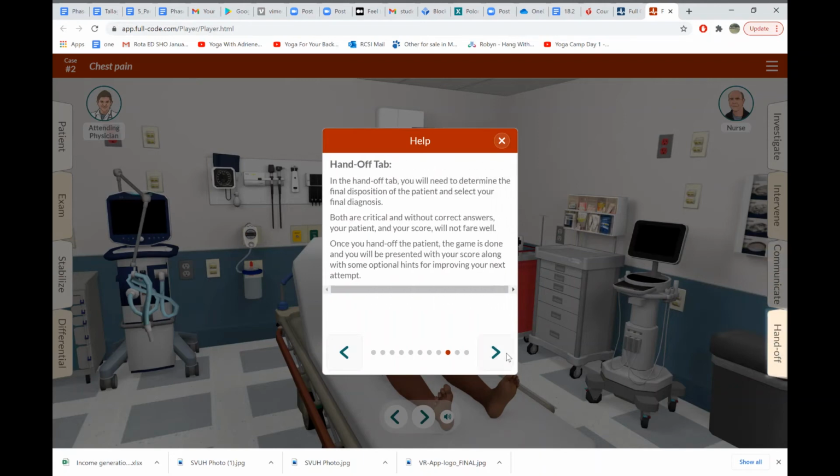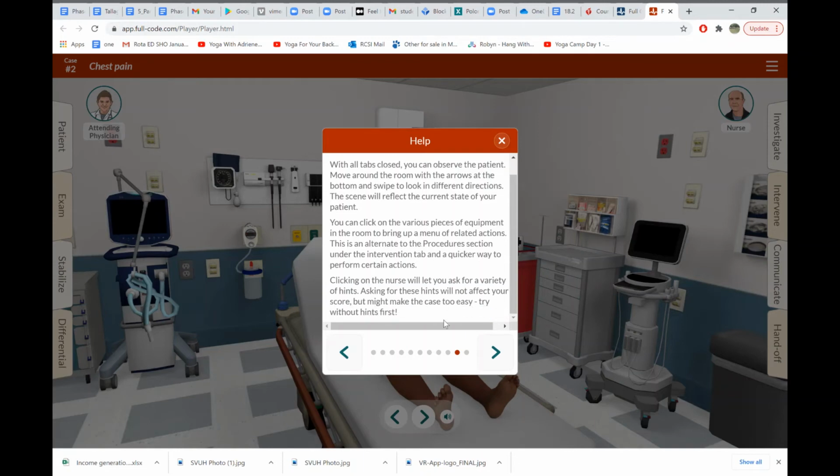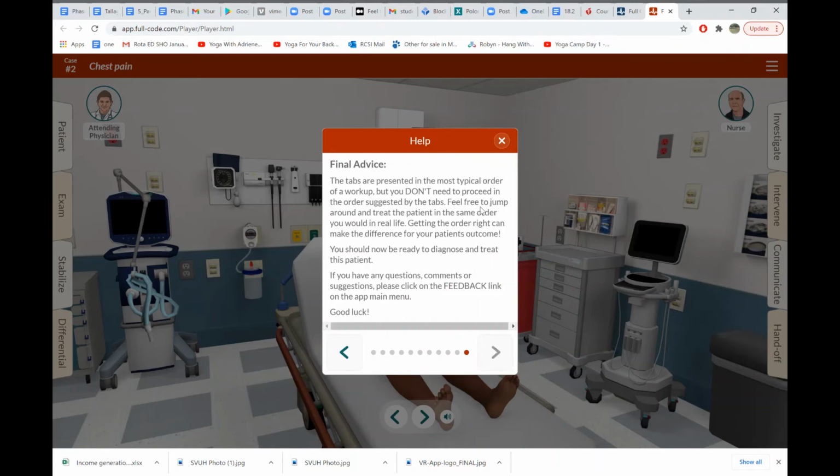Then handoff tabs, so this is you're referring to the right specialty and you're sending to the right ward. Presented with your score, optional hints for improving your next attempt. Then the scene and nurse. Observe the patient, move around the room with the arrows. Clicking on the nurse, they can give you hints. Okay, and then final advice. Should never be to diagnose and treat the patient. If you have any other questions, feedback. Okay, fine. And then close.